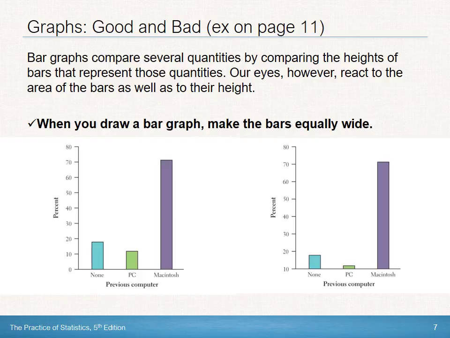So our eyes don't just react to the height of bars. They also react to the area of the bars. So when we draw a bar graph, we want to make the bars the same width. We don't want to have some that are really skinny and some that are really fat, because it tricks our eyes and our brain into thinking that the ones that are fatter have more significance than the ones that are skinnier.